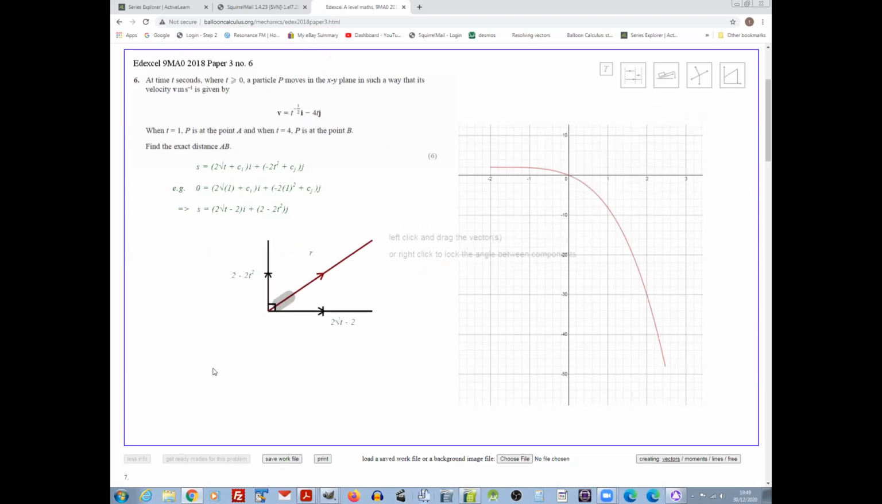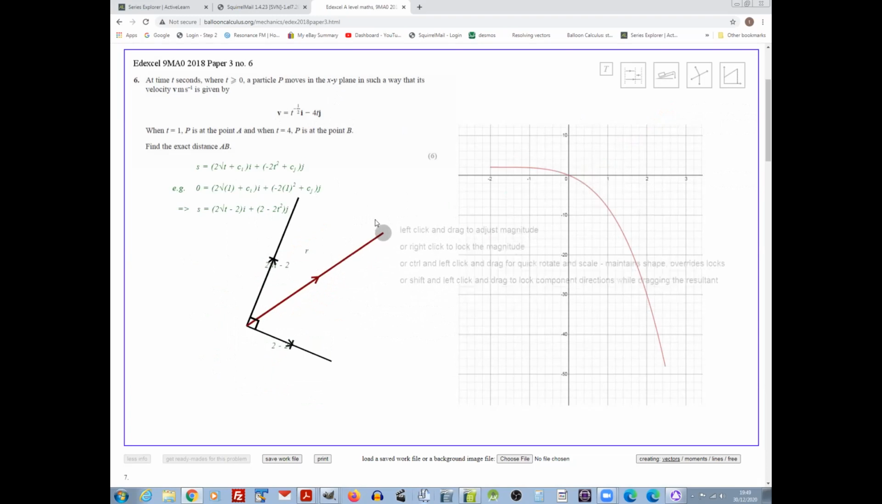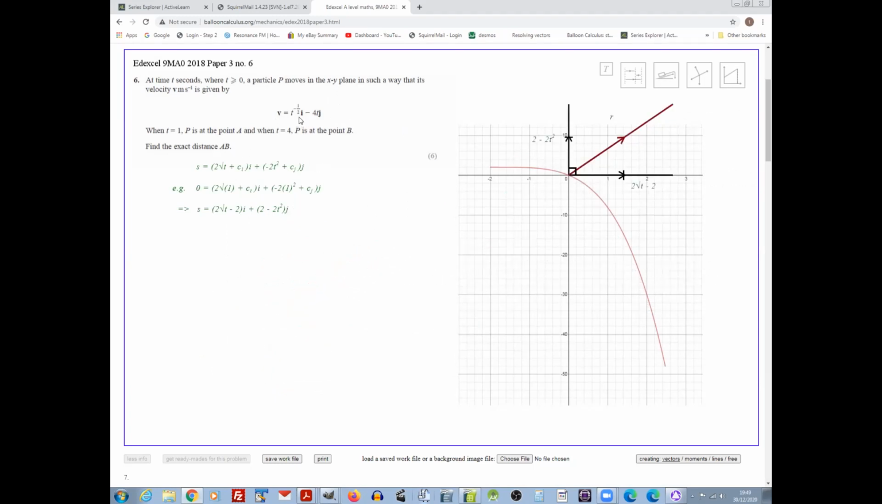So, in other words, from this general velocity vector, which I haven't bothered to construct, you could say the velocity is going to have 2 components, and they're given in terms of t. Well, you can do the same for the displacement. And when t is 1, both of the components are going to come to 0, aren't they? 2 minus 2 ones is 0. 2 ones minus 2 is 0. That's why at t equals 1, you are right at the origin there, at A.